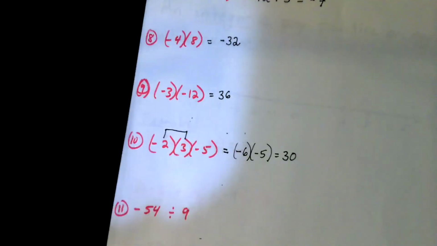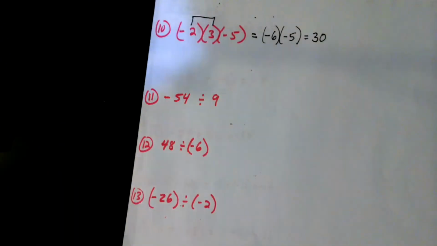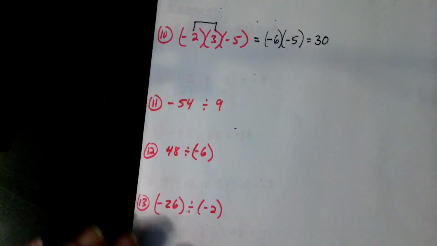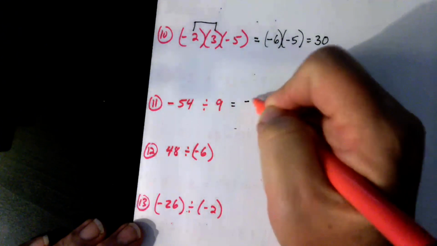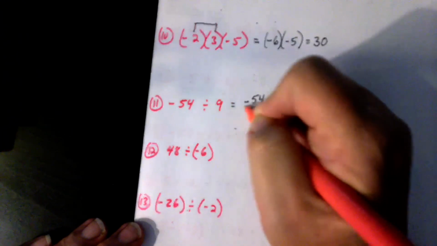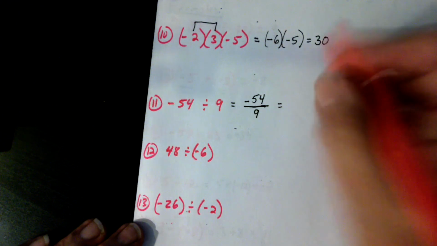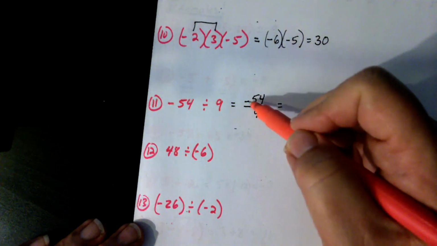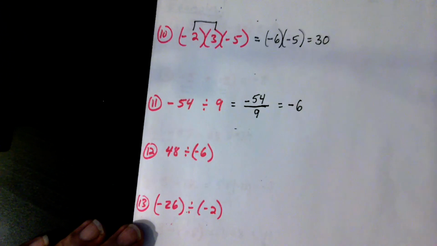And then we're going to move down to our last operation, which is division. So for number 11, we have negative 54 divided by 9. And division works the same as multiplication. A negative divided by a positive is going to yield a negative. So 54 divided by 9 is 6. And since it was a negative divided by a positive, it's going to be a negative 6.